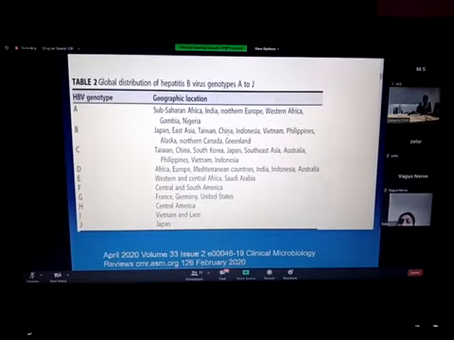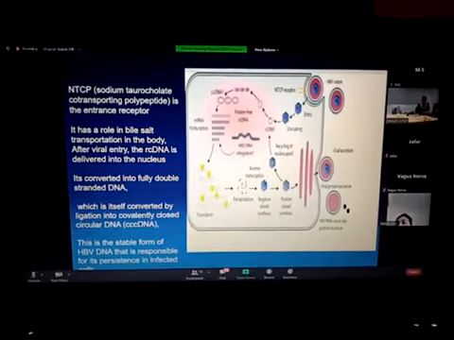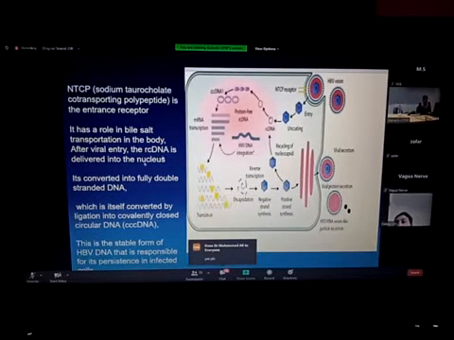There are different genotypes of hepatitis B virus, and you can see that different genotypes are prevalent in different geographical locations. You don't really have to remember this, but just for your information. There's a video, but I will keep the video towards the end in the best interest of time, to show you how the virus enters into the body and how it replicates and multiplies. So we can keep that towards the end so that you can see it at your leisure. But what it is going to show you, I am just discussing over here.